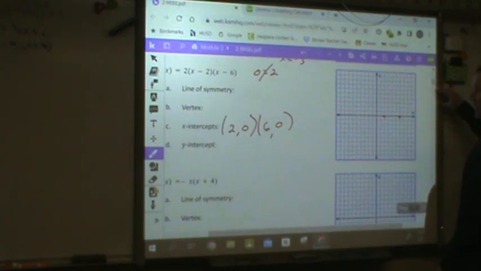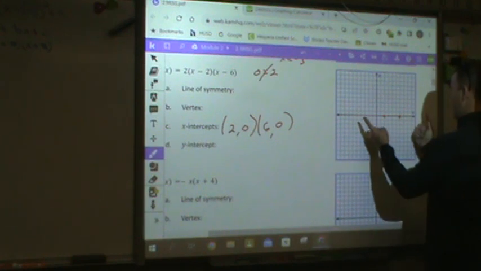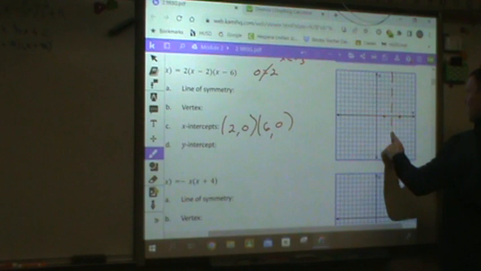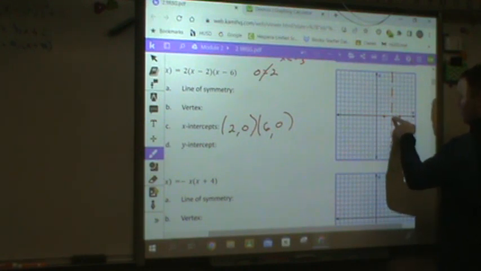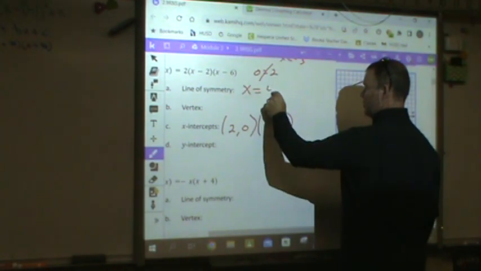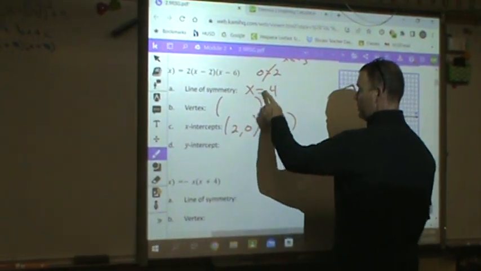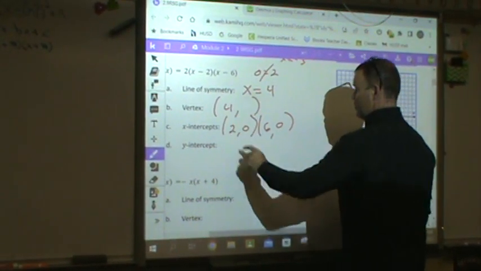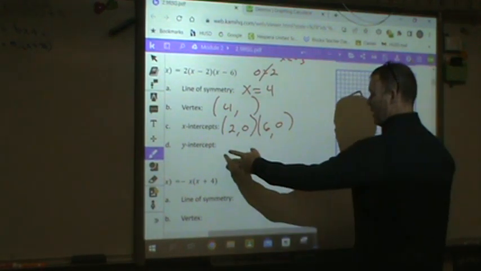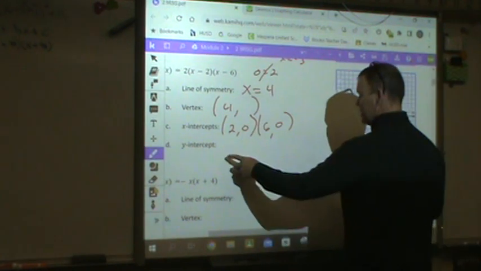Now, how do I find the line of symmetry? Well, remember, the line of symmetry is halfway in between. So this is a total of 4 units, so halfway in between would be 2. So there's 2, 3, 4, so that means my line of symmetry is x equals 4. The relationship between the x value of the vertex and my line of symmetry is that they're the same, so that's 4. And now I've got to figure out what's my y-intercept, what's my x-intercept, and so on.